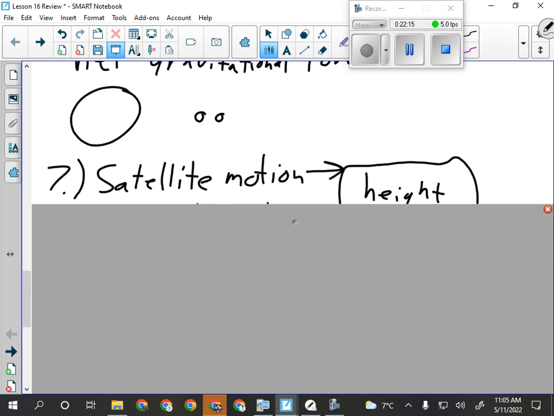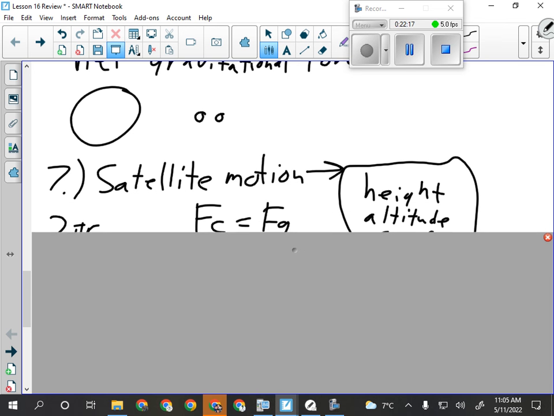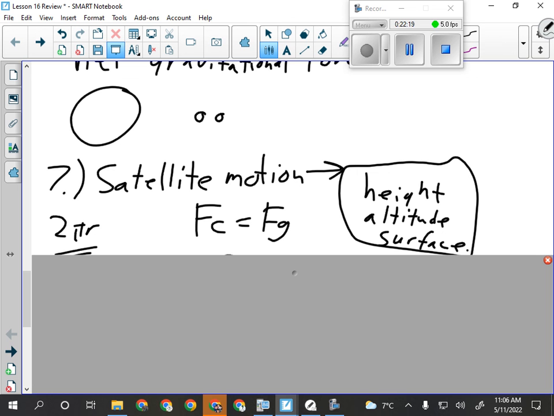Okay, then we talked about satellite motion. You can see here: height, altitude, surface. Those are the three key words. They come up most often with gravitational field strength and satellites. FC equals big FG for all satellite motion.